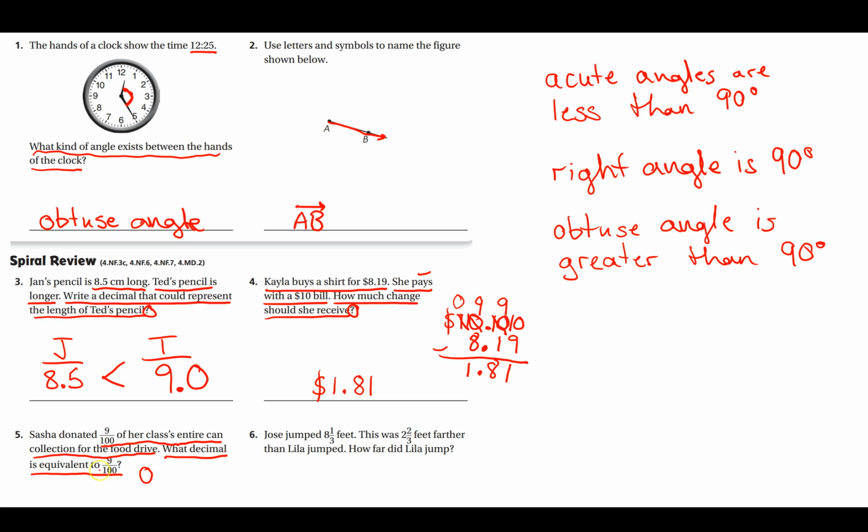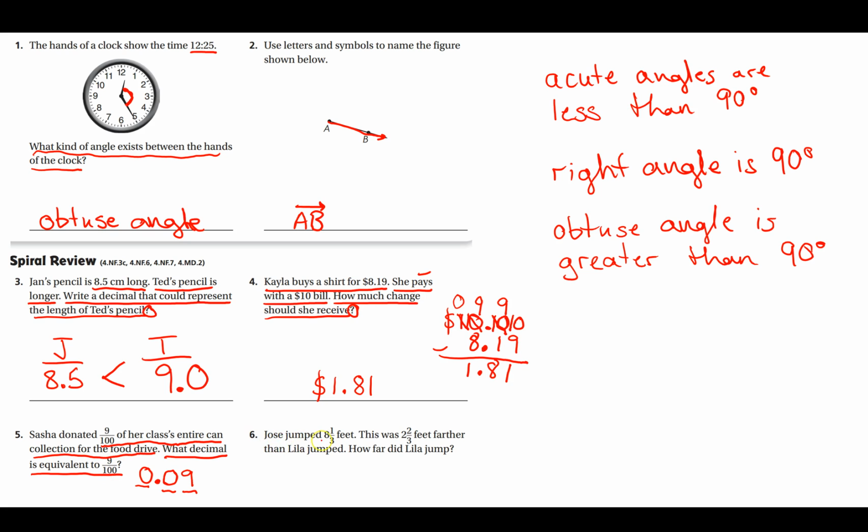0, I have nothing in front, no ones. And I have my decimal. How many tenths do I have? Well, I don't have anything in front of the 9, so I have 0 tenths. And then I have 9 hundredths. So again, the ones place, tenths place, hundredths place, and I have 9 hundredths.